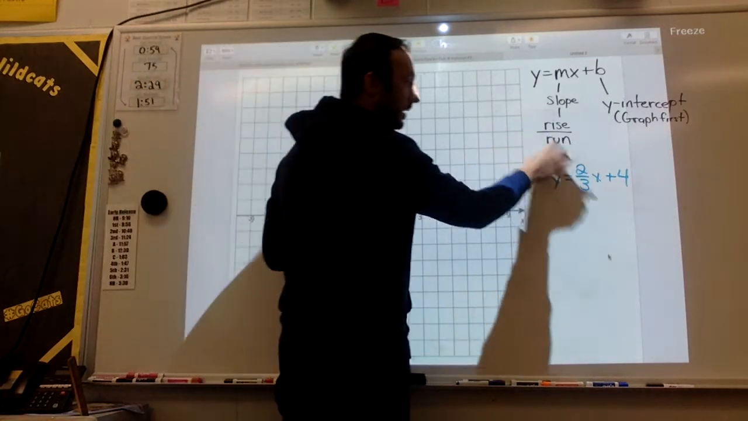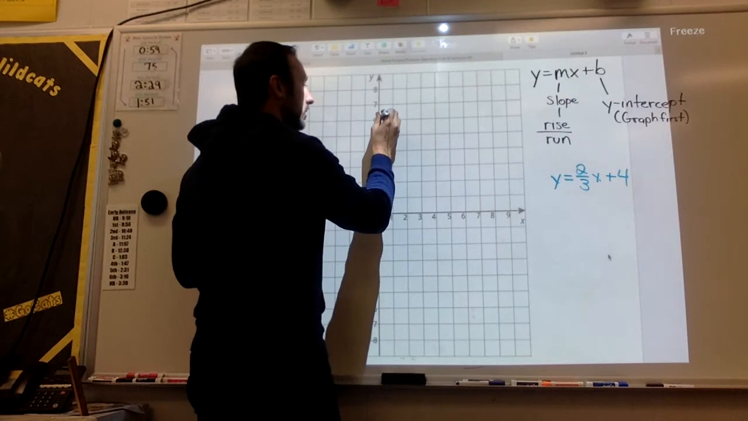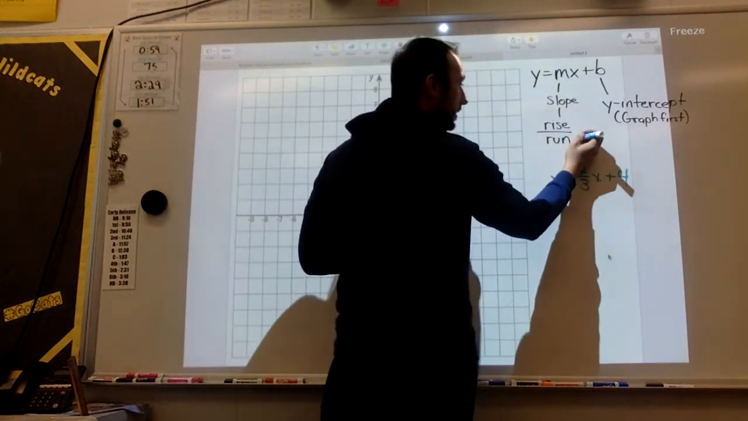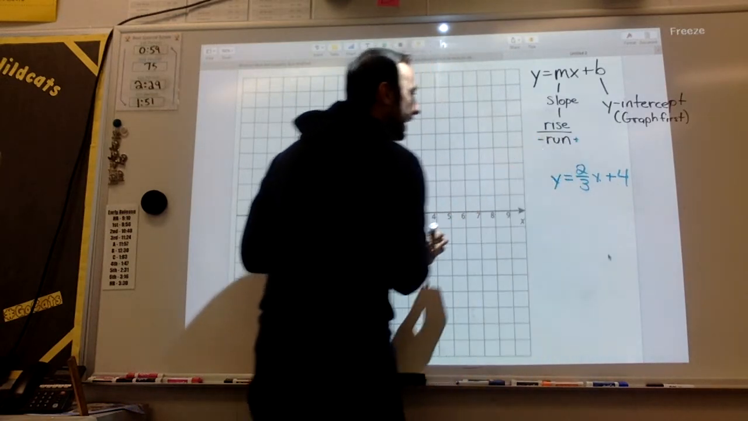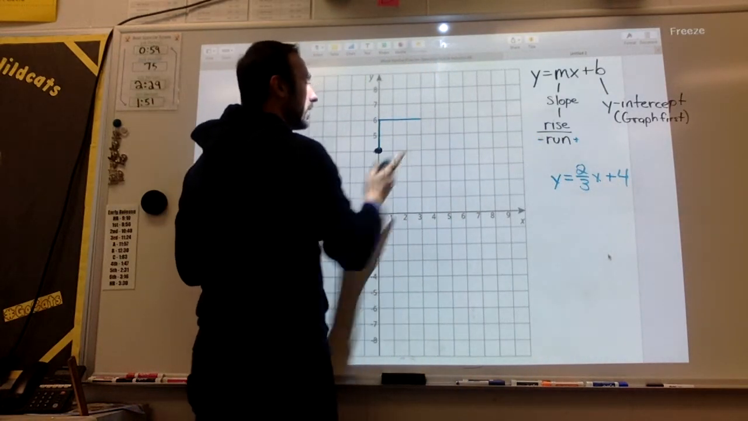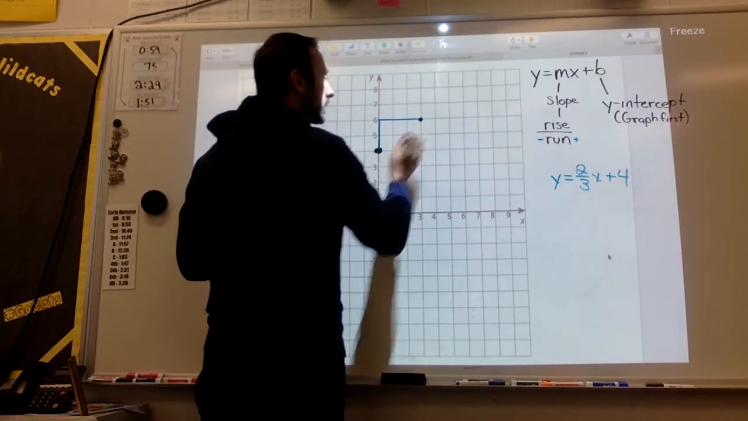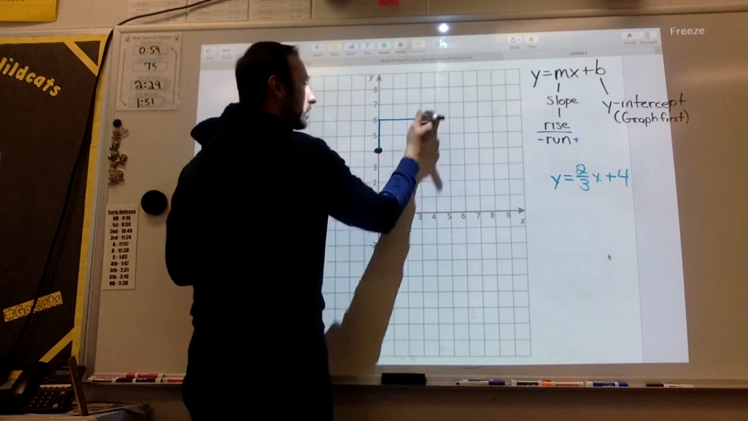So I'm going to rise up 2. So I'm going to rise up 1, 2, and I'm going to run 3 to the right because it's a positive 3. I run to the right if it's positive, to the left if it's negative. So I run 1, 2, 3. That's where I make my next dot. And that is where I can draw my line between those 2 points.